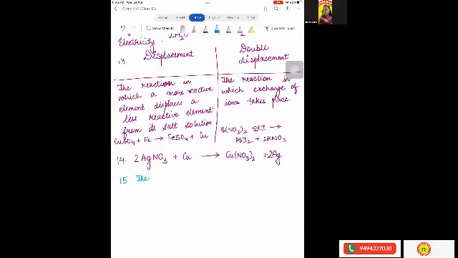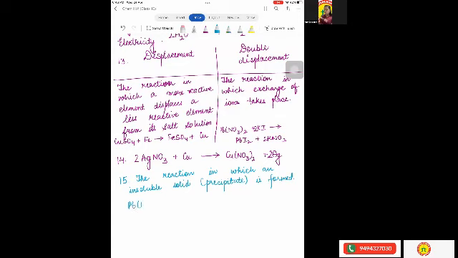So basically, the reaction in which an insoluble solid, in the bracket you will mention that it is the precipitate we are talking about, is formed, is called a double displacement reaction. I'm sorry, it's called a precipitation reaction.